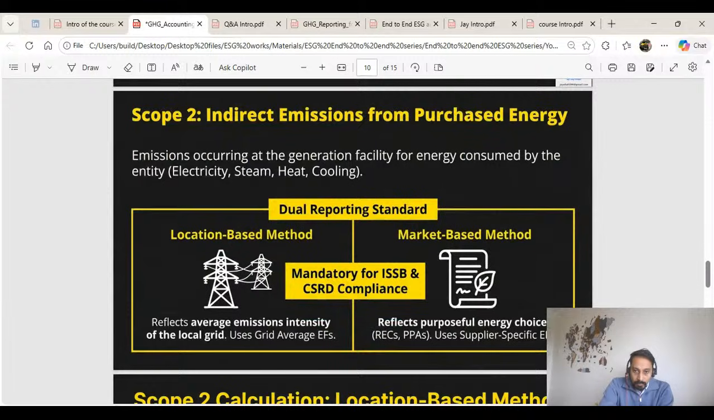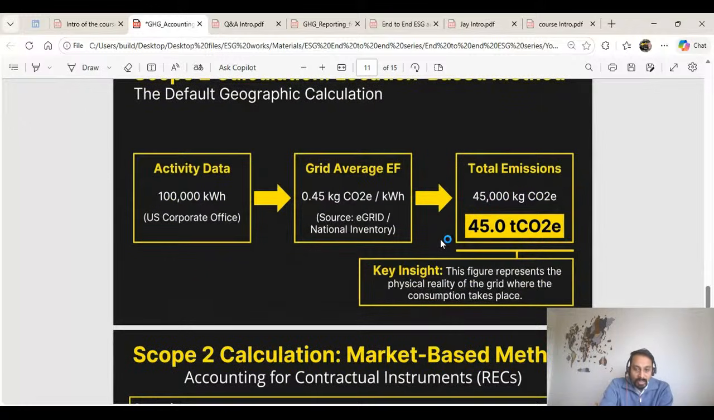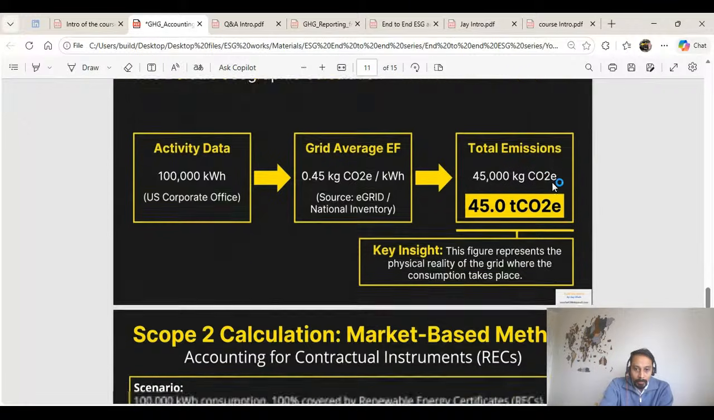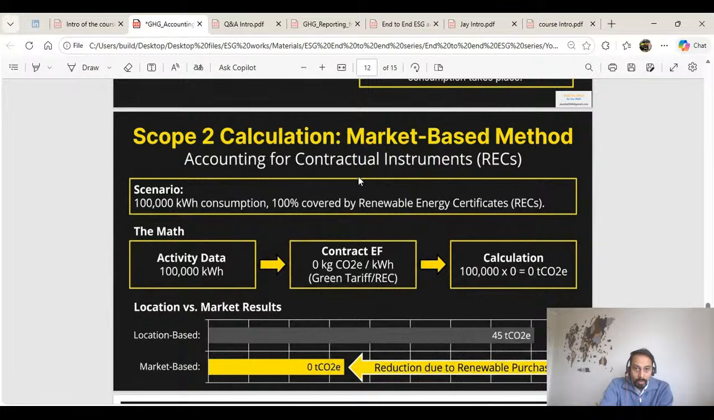Scope 2, the indirect emissions, is from purchased electricity. From the location-based and the market-based methods, you have to decide. Based on that, you can calculate the activity data, grid average emissions factor, and total emissions. As I mentioned, the market-based calculation accounts for the contractual instrument. So here is the scenario: 100K kWh consumption, 100% covered by renewable energy certificates, which is REC. That is called a renewable energy certificate.